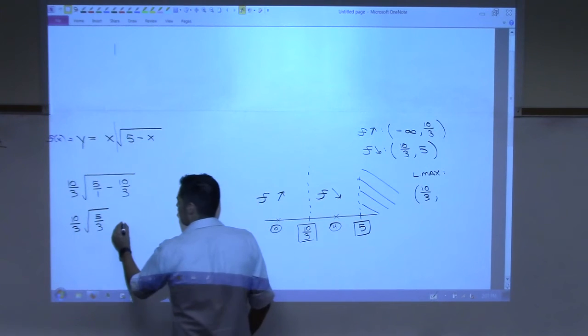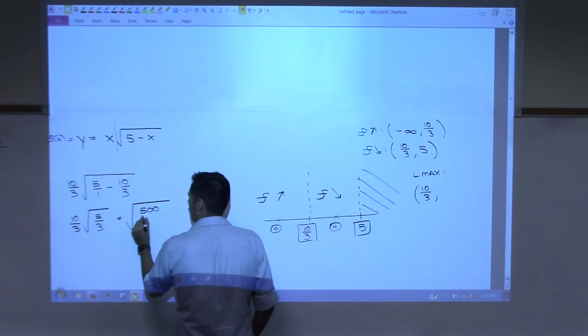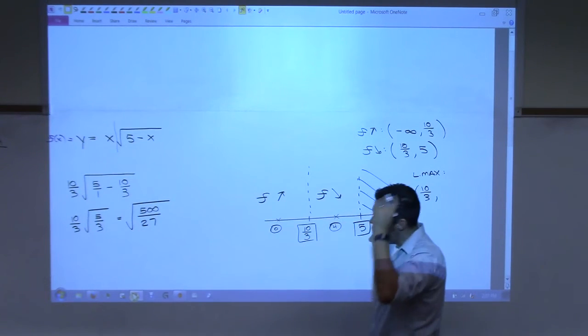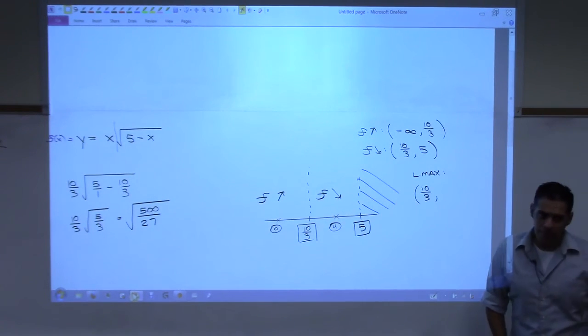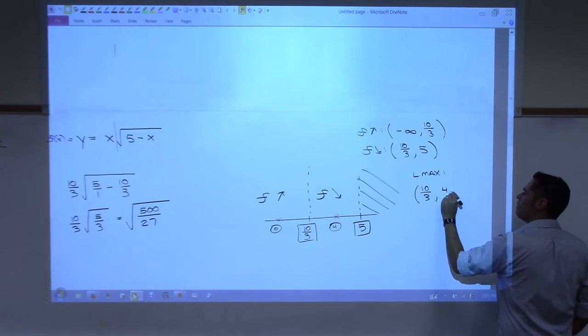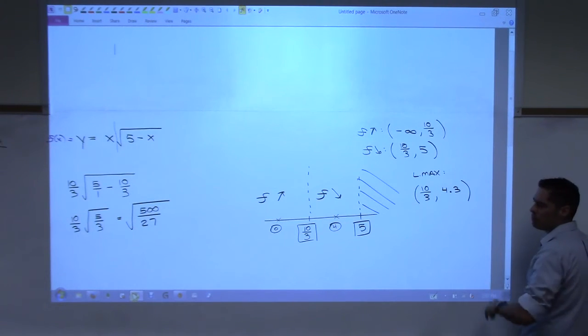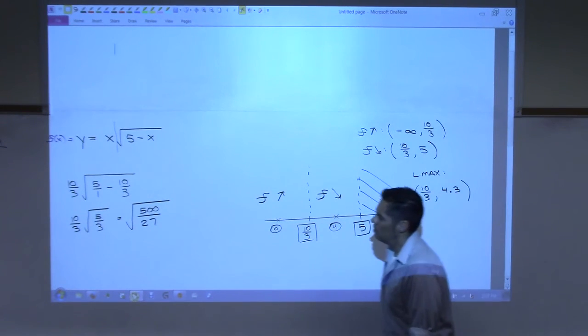Calculator time. You got what? I got like 4.3. 4.3? Okay, so we'll use a decimal, okay? 4.3 something, approximately, all right? Approximately, yes. Because it was like 4.29.